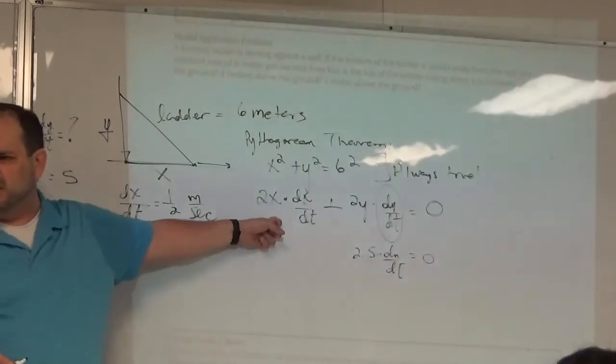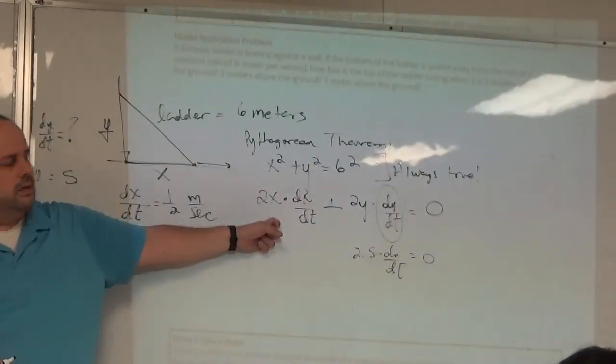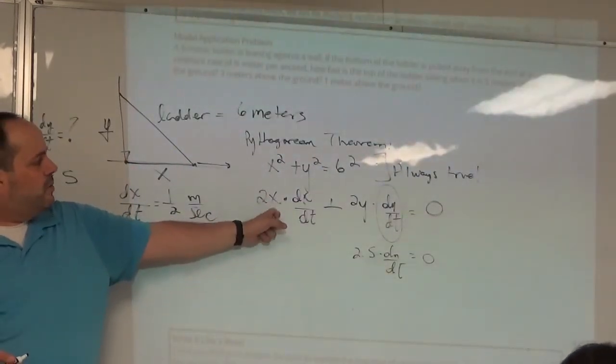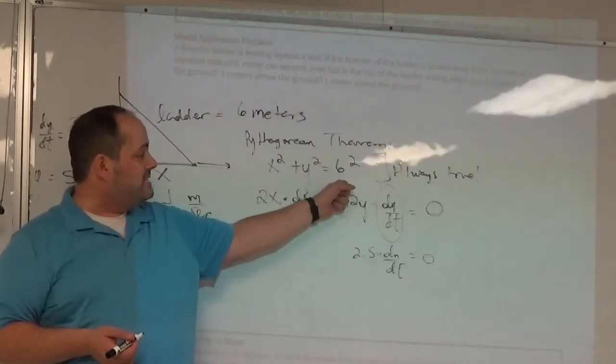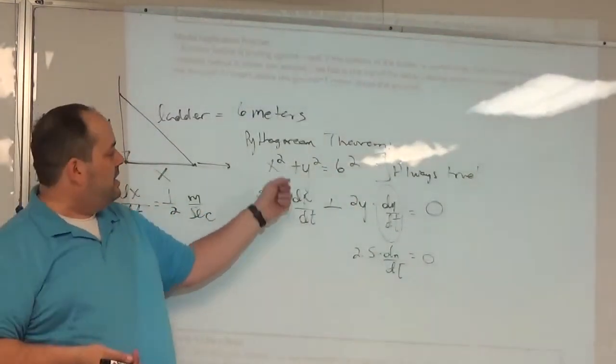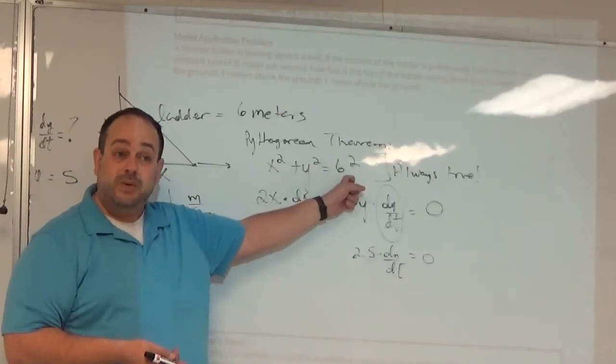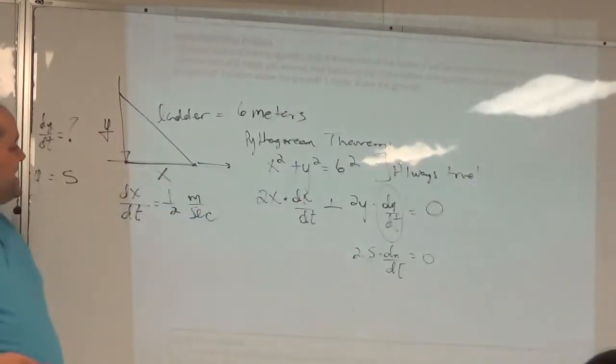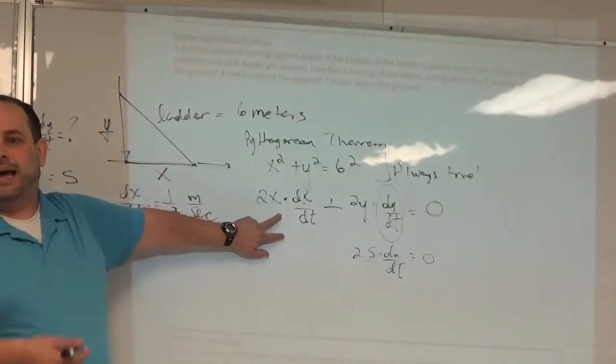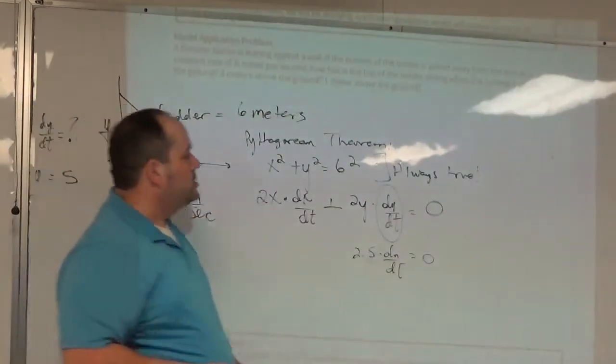Do we know what x is? No. Just what I said. We don't know what x is, but we already established earlier, Diego told us, Pythagorean theorem: x squared plus y squared is equal to 6 squared. So what I need is the x value when y is equal to 5. So I can just plug in.